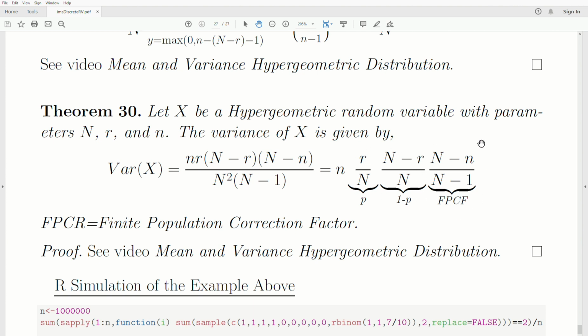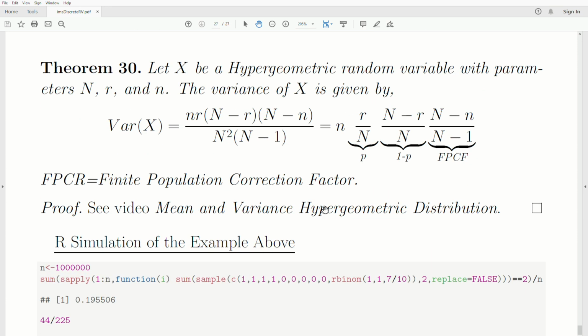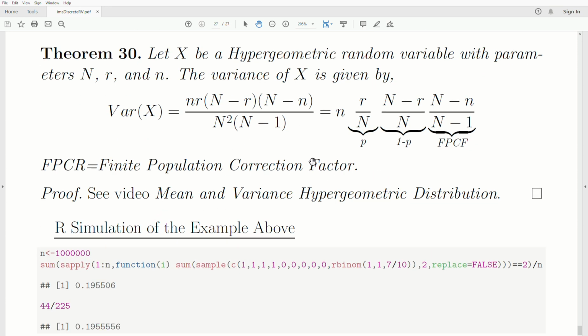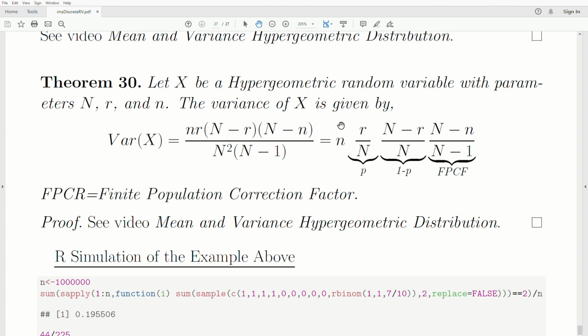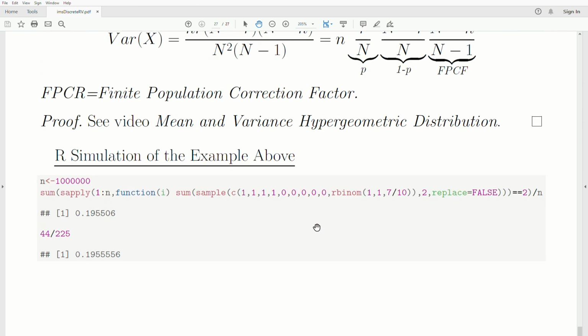And this extra piece is what's called a finite population correction factor, right? We're sort of in the binomial setting, but we don't have an infinite number of observations. It's only finite. So there's a correction factor we need when we calculate the variance. We're not going to prove this, but I prove it in this video, mean and variance of a hypergeometric distribution. So I highly recommend that you go watch that.